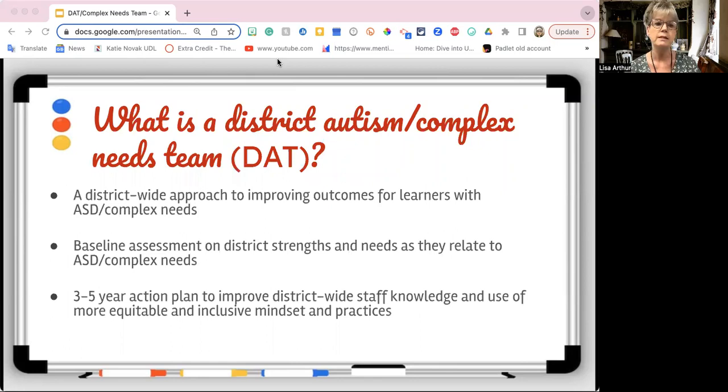So what is the purpose of this team? It's a district-wide approach to improve outcomes for students with disabilities, students with autism, and more complex needs. This team is going to put together a baseline assessment on district strengths and needs as it relates to students with autism or more complex needs. Additionally, the final goal of this team is to create that 3 to 5 year action plan to build the district's capacity in serving students with high support needs.